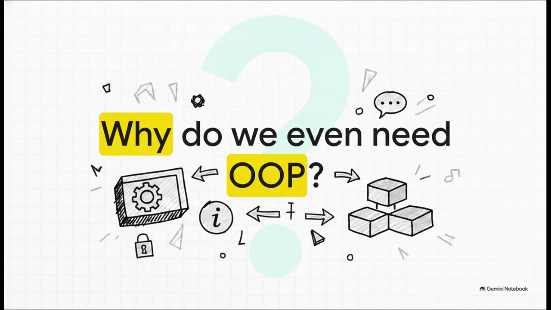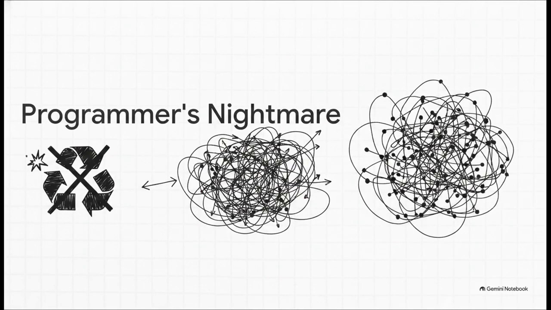Okay, let's jump right in with a super direct question. Why do we even need object-oriented programming in the first place? I mean, what was the actual real-world problem it was invented to solve? Well, back in the early days, writing code was honestly like dealing with a giant tangled bowl of noodles. A total programmer's nightmare. There were zero facilities to reuse existing code, none. If you needed a block of code again, you literally had to copy and paste it.